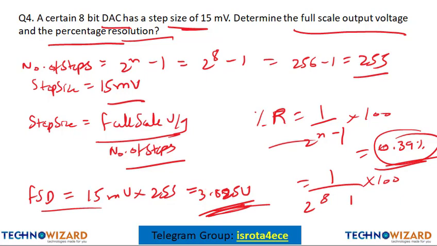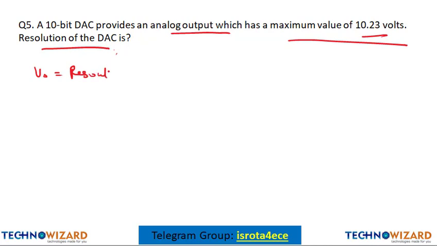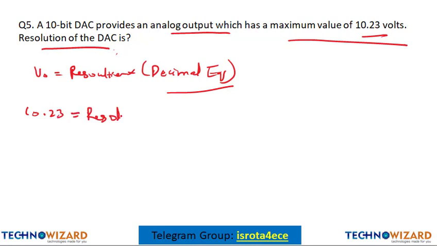Okay, now let's go to question number 5. A 10-bit DAC provides an analog output that has a maximum value of 10.23 volt. We have to find the resolution of the DAC. Okay, so how can we solve this question? Now we know that the analog output, that is V0, is equal to the resolution into the decimal equivalent. V0 is given as 10.23 volt. Resolution we have to find. And the decimal equivalent will be.